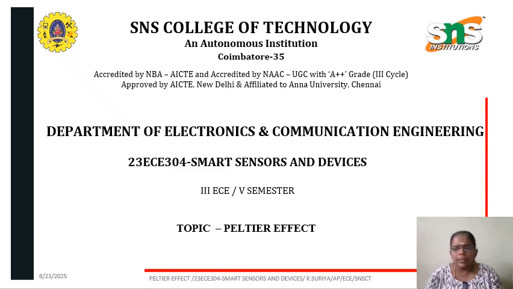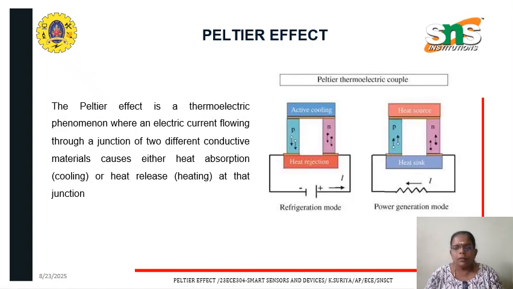In this video, let us see about Peltier effect. Peltier effect was discovered by the French physicist Jean-Charles Athanase Peltier in the year 1834. It describes the creation of a temperature difference at the junction of two different materials, typically semiconductors, when an electric current is passed through them.